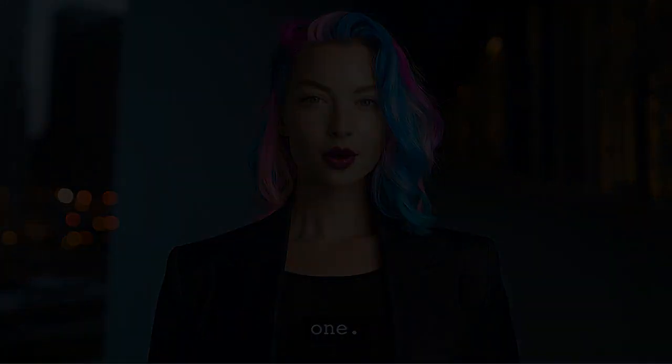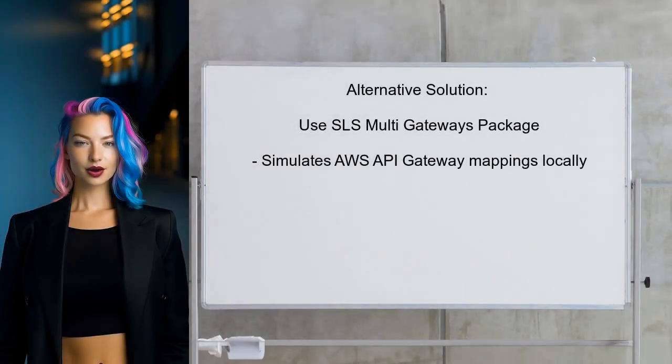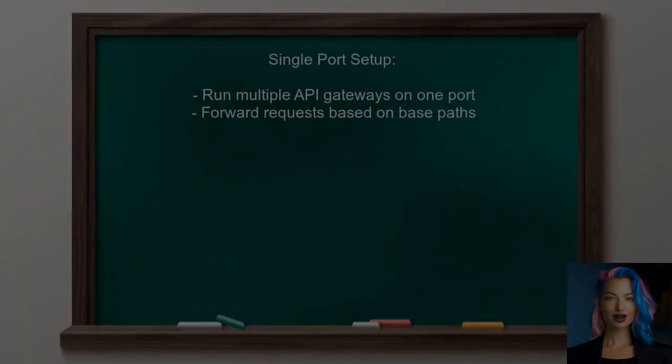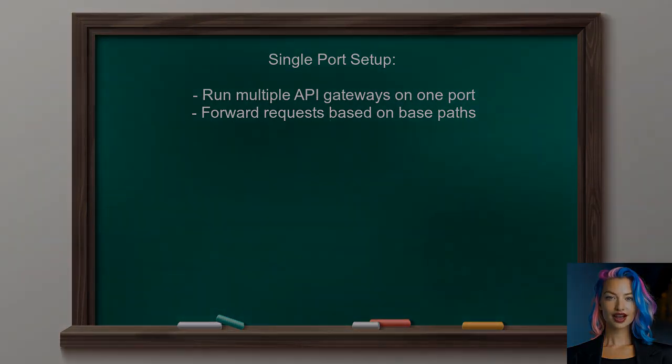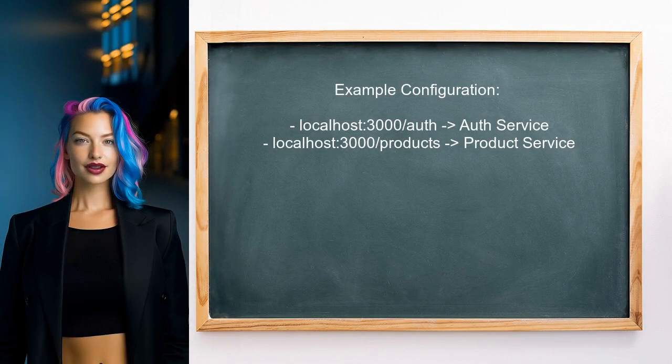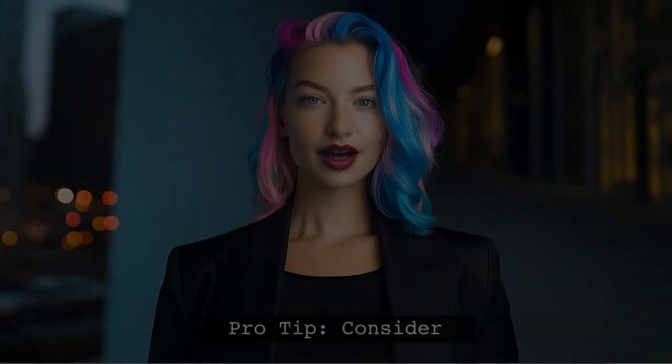Let's explore another one. An alternative solution is to use the sls-multi-gateways package. This tool simulates AWS API Gateway mappings in your local environment. With this package, you can run multiple API gateways on a single port. It forwards requests to different services based on the base paths you configure. For example, if you have an authentication service and a product service, you can set different base paths. Requests to localhost:3000/auth will go to the auth service, while requests to localhost:3000/products will go to the product service.